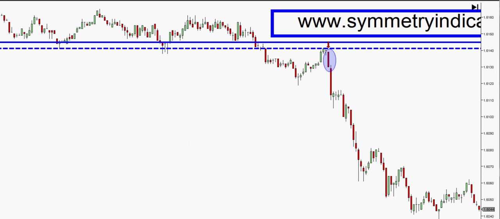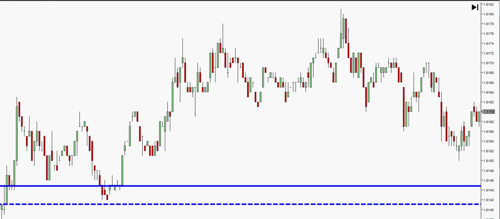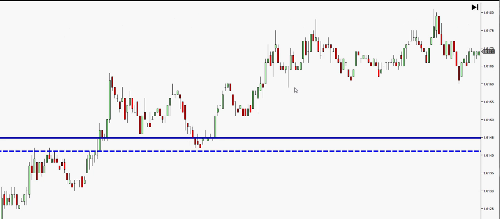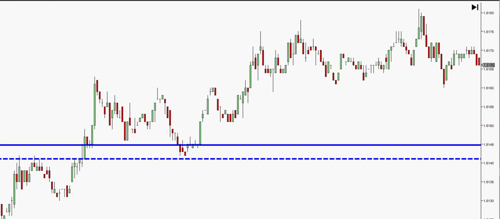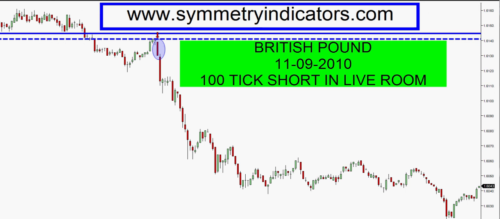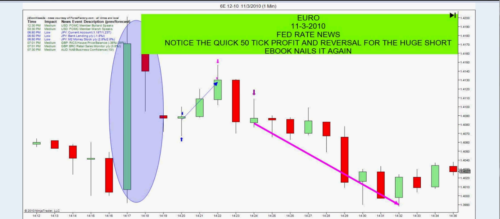There are two parts I'm going to go over. First of all, let's go to the live room. This is a short setup. I give you daily and weekly numbers every single day on the S&P 500. I give it to you on the euro, the British pound, and the Aussie.